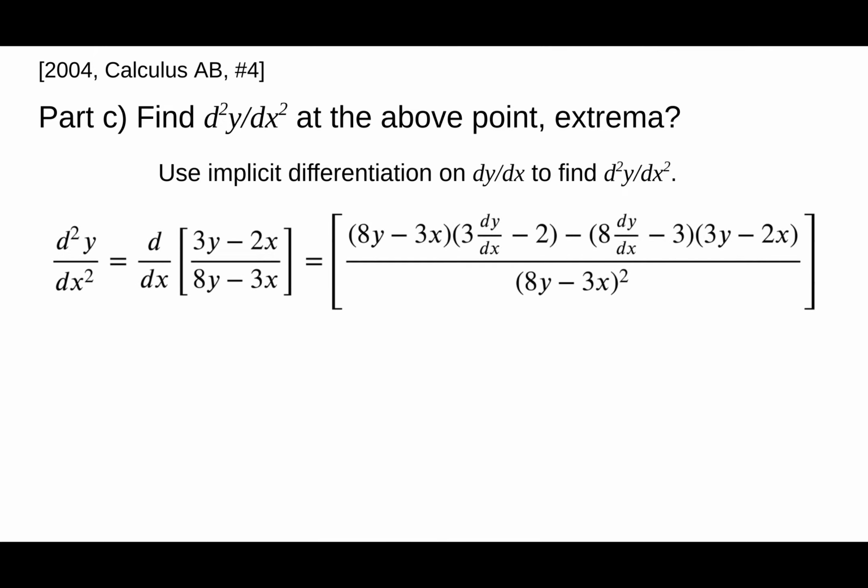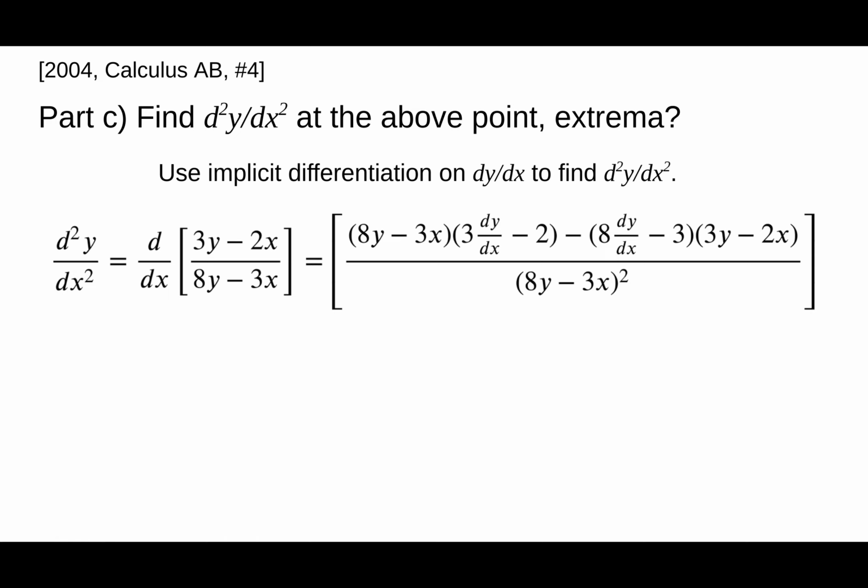So we differentiate (3y minus 2x) over (8y minus 3x). Note that this is an application of the quotient rule along with implicit differentiation. So by using the quotient rule, we get (8y minus 3x) times (3 dy/dx minus 2) minus (8 dy/dx minus 3) times (3y minus 2x), all over (8y minus 3x) squared.